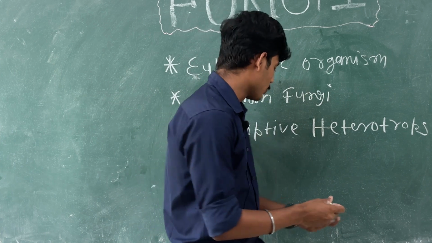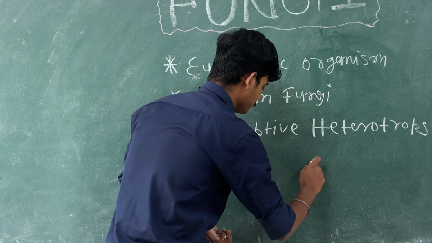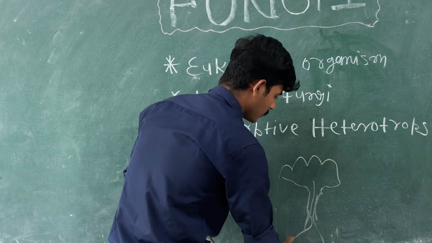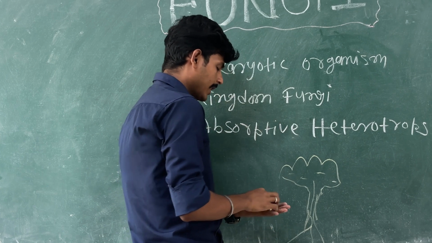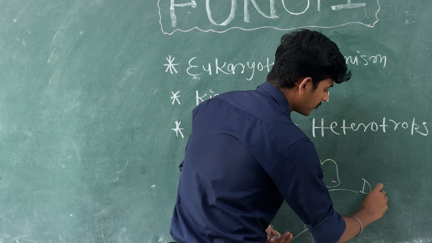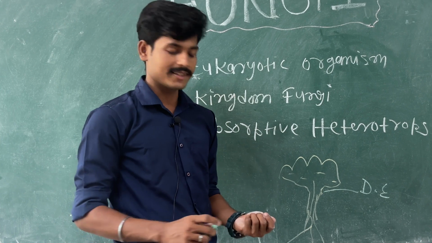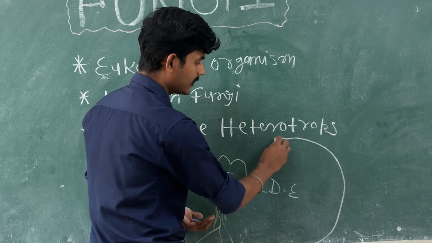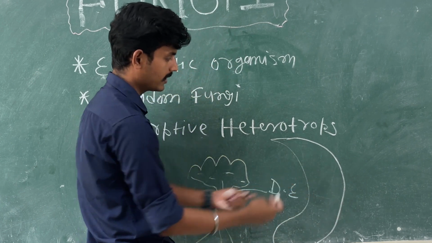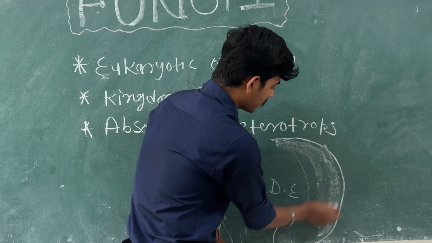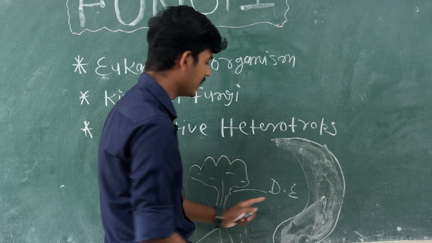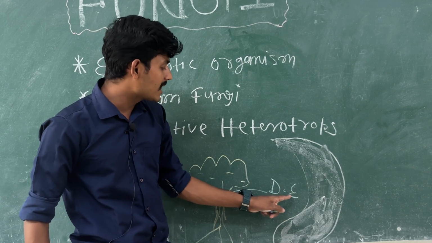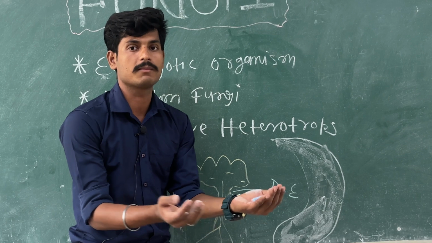Suppose I do a rough diagram. Suppose this is your fungi. It will release the digestive enzyme. This is the nutrition present in the background. Now, what will this fungi do? It will go there and release the digestive enzyme. The digestive enzyme first degrades the food, because the food is in larger macromolecules.